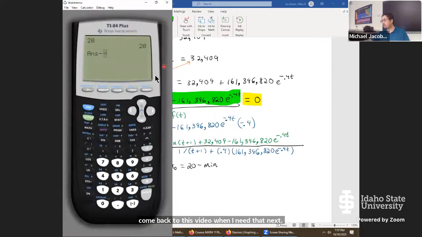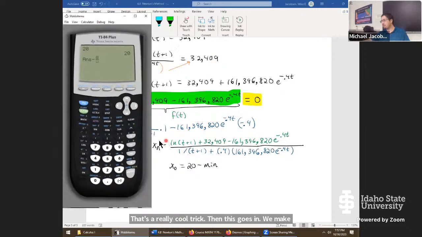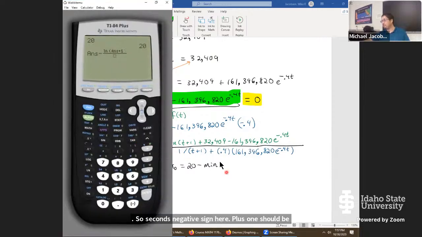Then this goes in. Let me make this a little bit bigger. Natural log t plus 1. Anytime you see the variable, just use the prior answer. So second negative sign here, plus 1. Should be able to make that a little bit bigger now. Then 32,000. Definitely close the parenthesis for your natural log first, then type in the next information.